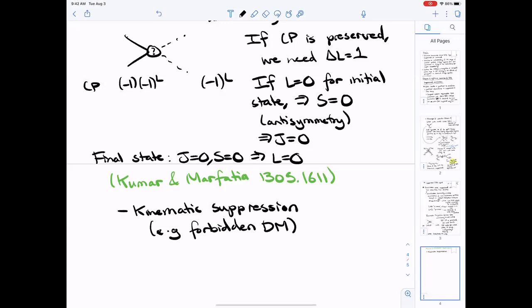And there can be more mild versions of that kinematic suppression, like where the dark matter is annihilating to something just slightly lighter than it is. Then there's not a lot of phase space for that annihilation, and that can give you an order v suppression instead of an order v squared suppression.